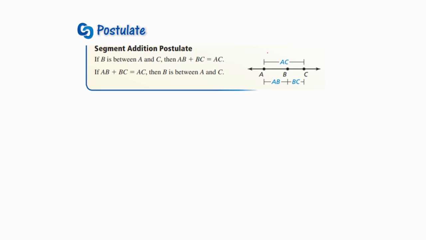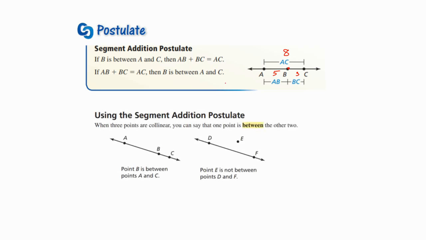Last, we have our idea for the segment addition postulate. All the segment addition postulate is just saying is if we have B in between, then if this one is like 5 and this one's 3, then the whole thing's 8. That's all it is. If B is between A and C, then the sum of them is the total of the length. And here's how we might use that.